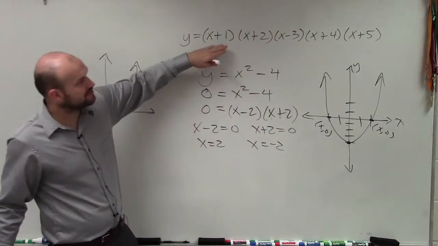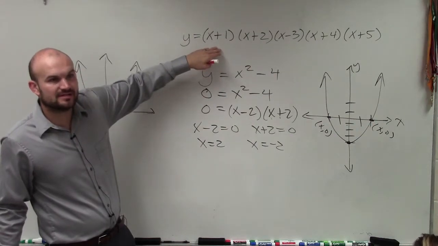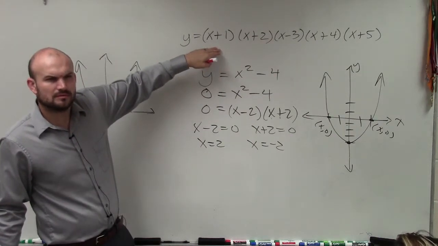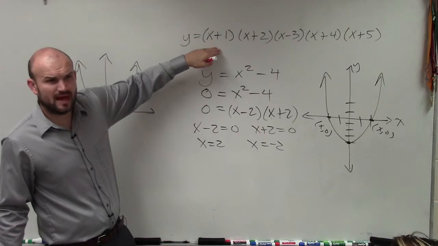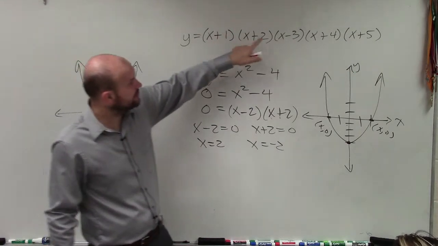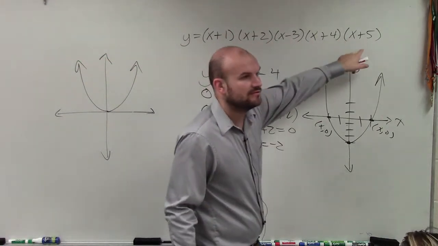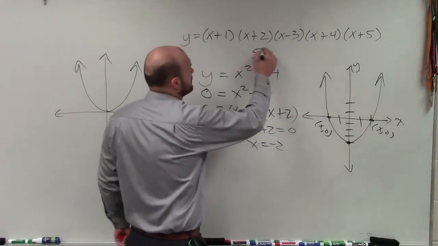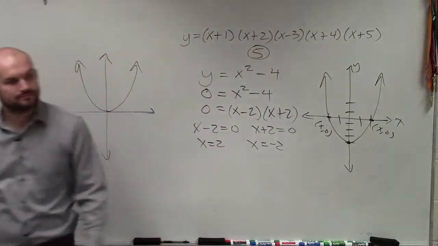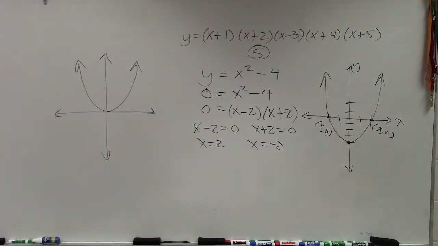So now let's go back up to our original problem. How many of these x-intercepts do we have? We have 1, 2, 3, 4, 5. You could have just counted the number, and you would have had the correct answer.